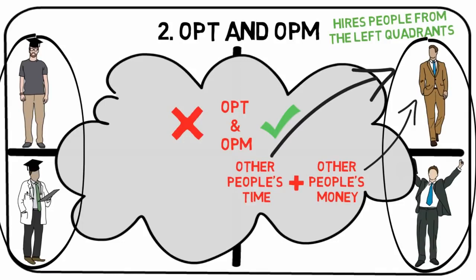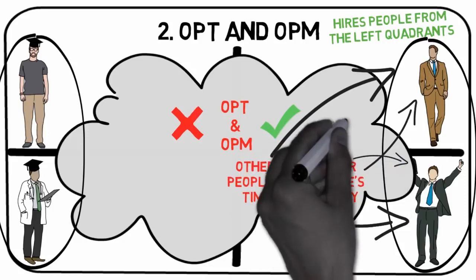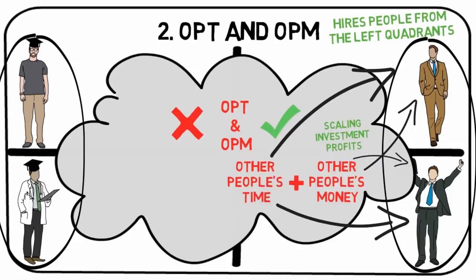Typically, he also invests a lot of his own time to kickstart the business, but in the long run, this is not essential, and becoming a more passive owner of the business is possible. A person from the I quadrant uses OPT to generate income from his money alone, and if he's skilled enough, he can typically apply other people's money as well as his own money to scale his investment profits.